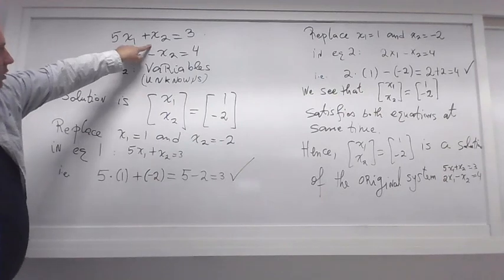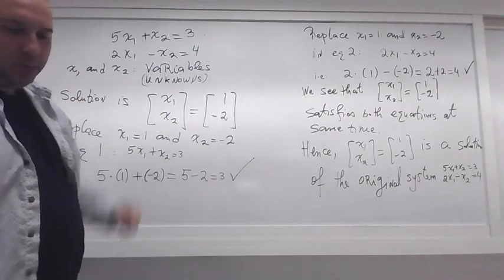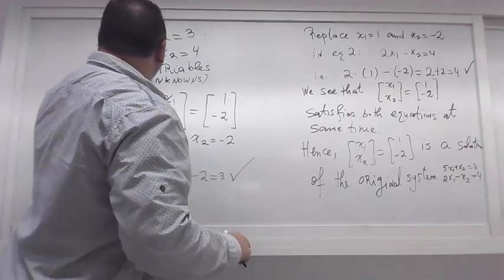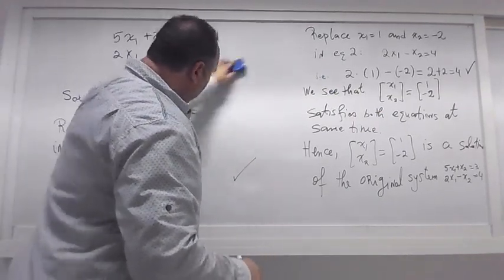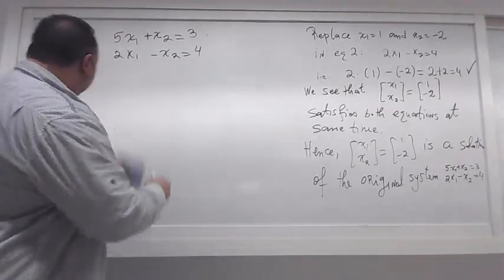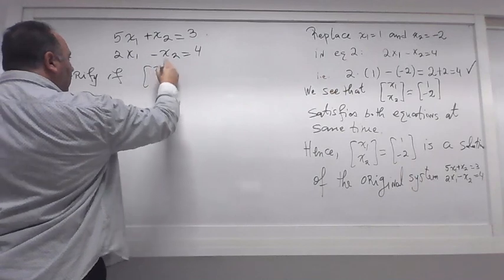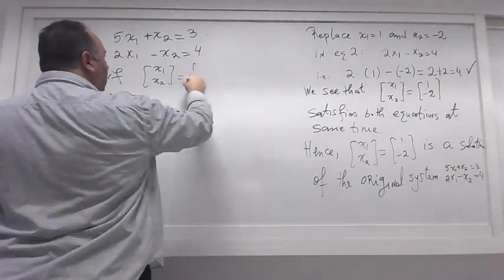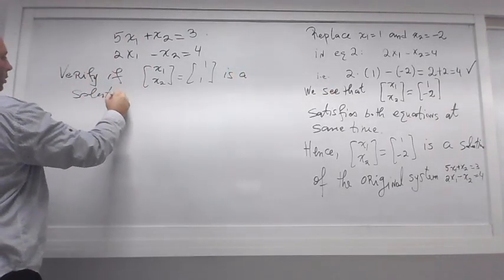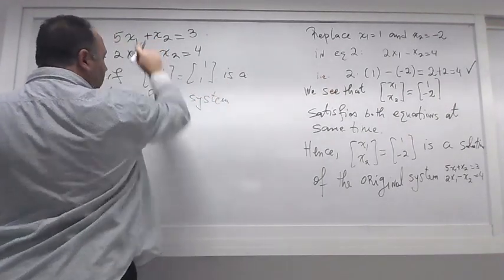And here we have two unknowns, so our vector has two components, and these are the proposals for the solution. Just for fun, let's say somebody proposed another vector as a solution. Let's see if that's true. So verify if x1, x2 equal, let's say, 1, 1 is a solution of the system from the beginning, this one.